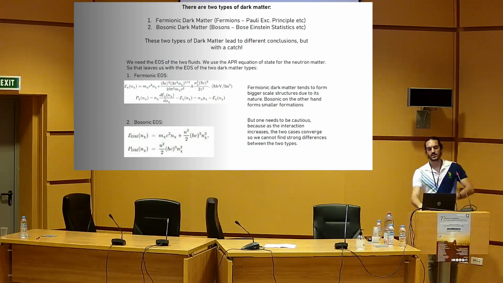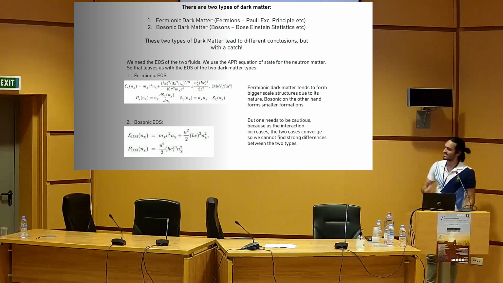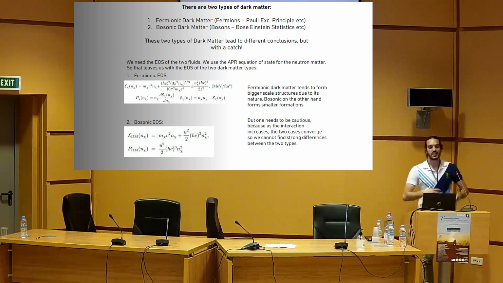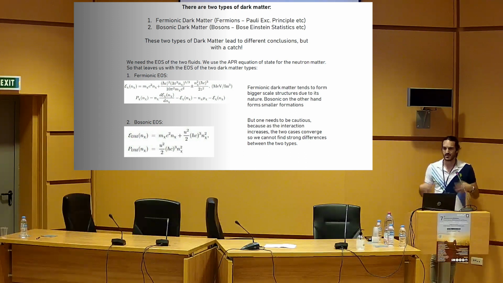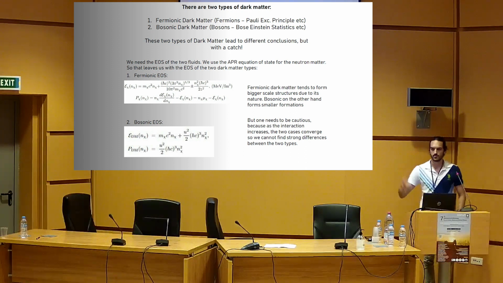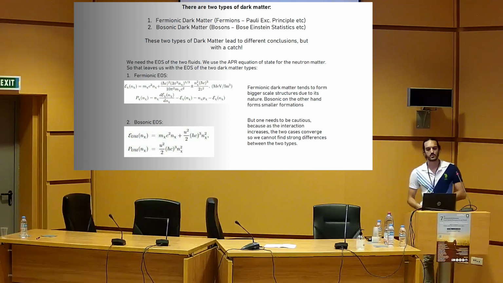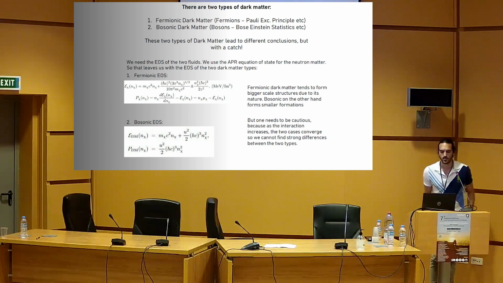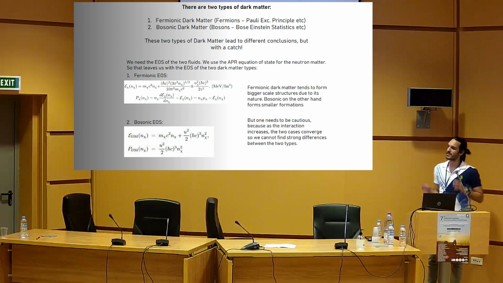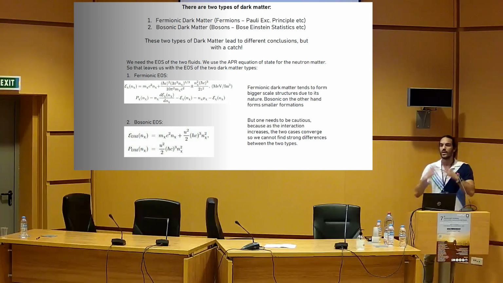Now, once we think that it is there and it exists, let's see how we work with dark matter. There are two types of dark matter that we mostly work with. Fermionic dark matter, where we have fermions, particles that follow the Pauli exclusion principle, and bosonic dark matter, where we have bosons, particles that follow Bose-Einstein statistics and can all occupy the same quantum state. These are the two types of dark matter that lead to different conclusions, but we have to be careful in how we interpret and obtain differences between them.